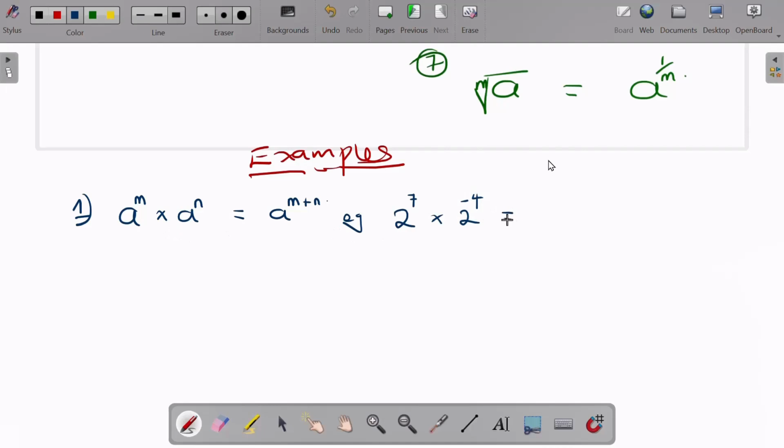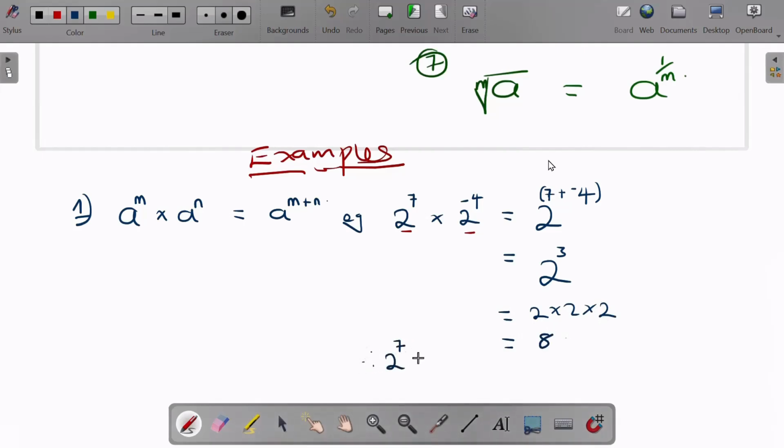The rule says that since the bases are the same, and the base is 2 everywhere, we write the base as 2, and since it's a multiplication, we sum the powers. So we are having 7 plus negative 4, which is the same as 2 to the power 3, because 7 plus negative 4 is 3. So now we have 2 power 3, which is 2 multiplied by 2 multiplied by 2, giving us our final result as 8. That means 2 raised to power 7 multiplied by 2 raised to power negative 4 is the same as 8.